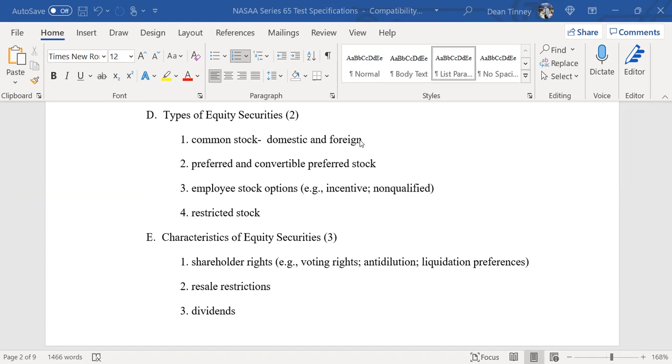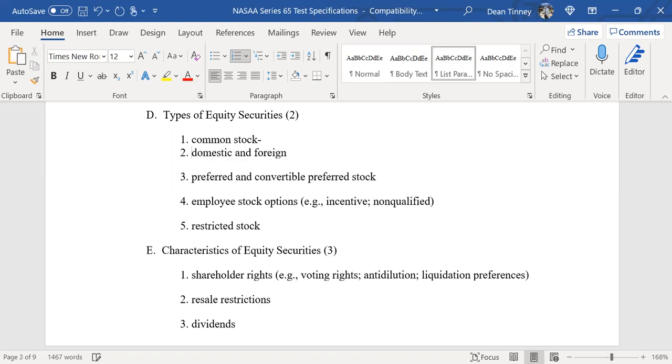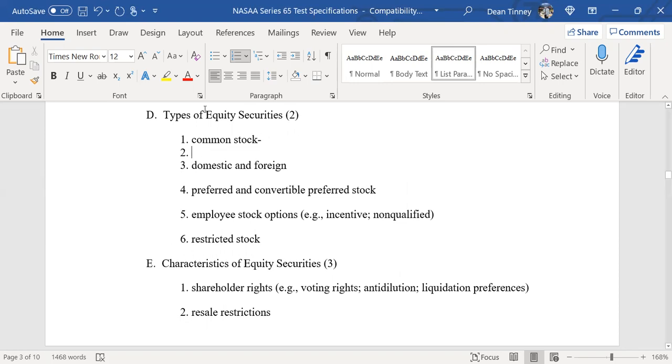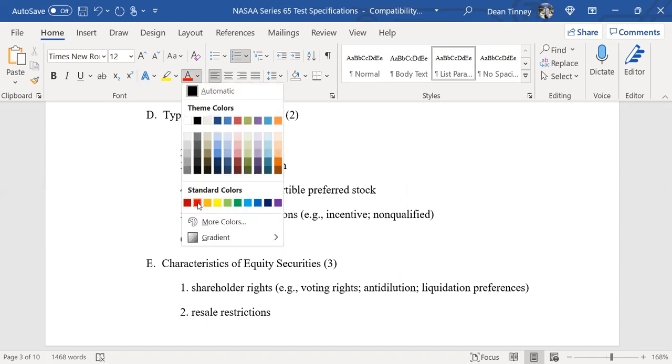So you can be an owner as an investment advisor representative. You can deploy your customer's capital into becoming an owner of either a domestic corporation or a foreign corporation. Now, the advantage of owning common stock, and then we'll distinguish between the two. I like to put what I want to tell you in red to distinguish between what Dean is saying and what the outline says, right? So let's see here.